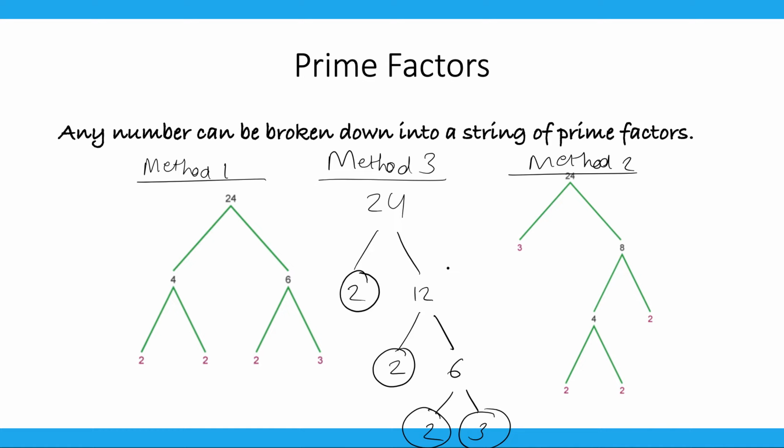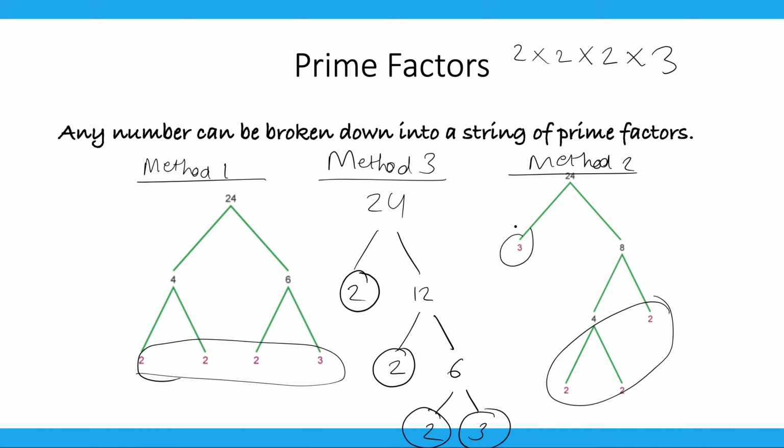Now all we need to do is just write them out. So our prime factors of 24 are 2 times 2 times 2 times 3. And you can see that whether we use method 1, 3 or 2, we always come to the same conclusion. Over here we have three 2s and one 3. Over here we have three 2s and one 3 as well. We always come to the same conclusion.